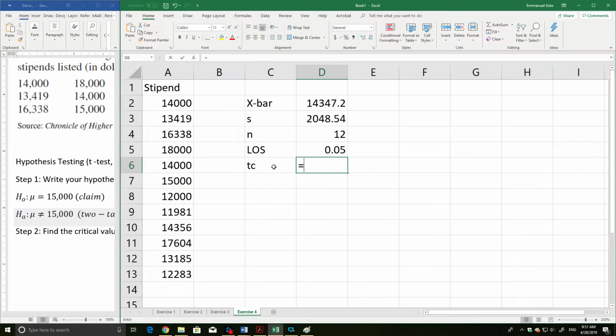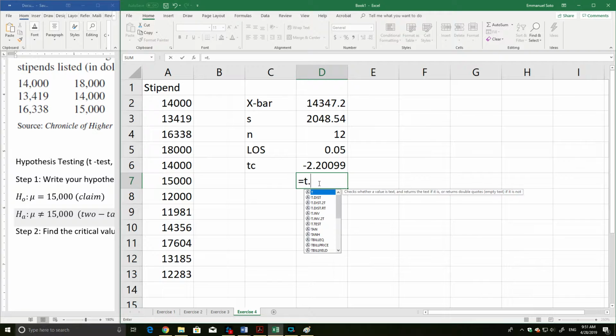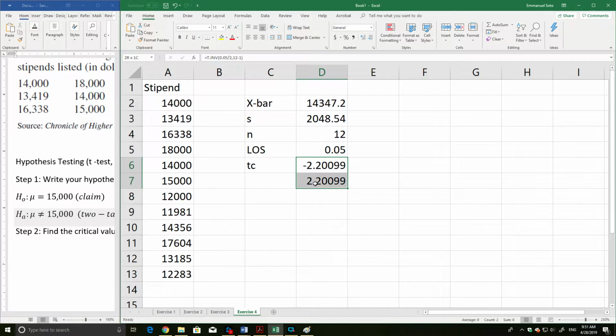So then we can find our T crit, so equals T dot inverse. So we're going to take our alpha and divide it by 2. And then calculate our degree of freedom, 12 minus 1. That gives us our negative score. And we want to also do our positive score. So T dot inverse 1 minus alpha divided by 2, since we want the left side, or the right side, I mean, and then 12 minus 1. And that gives us both our critical values.